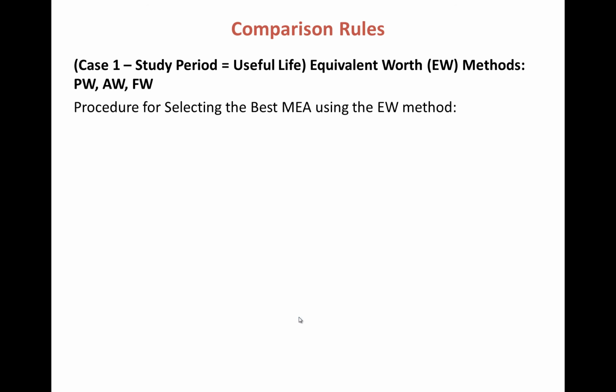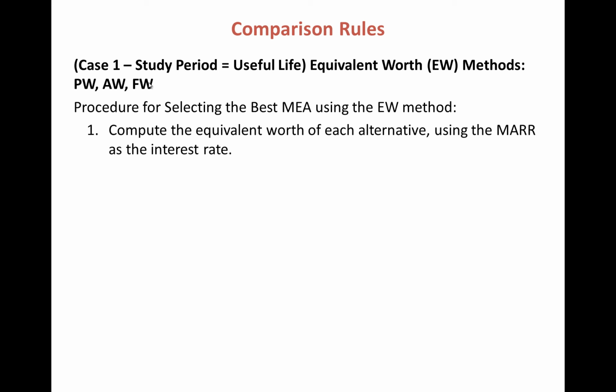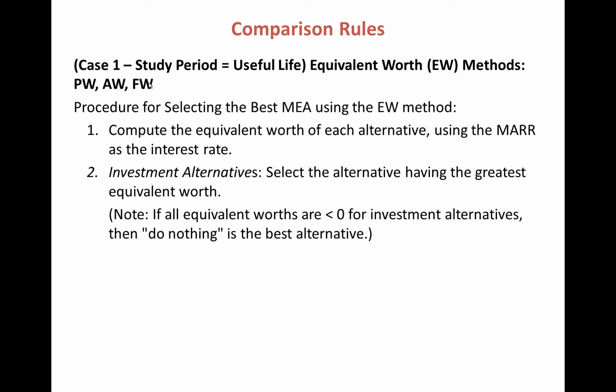So in case one, where we were saying the study period equaled the useful life, the way that we can select the alternative that's best is simply to use the equivalent worth methods. And by equivalent worth, of course, what I mean is the present worth, annual worth, or future worth. And the procedure is that you find the equivalent worth of each alternative discounted or compounded using the MARR as the interest rate. So that is, you take the whole cash flow diagram to the present, to the future, or spread out over an annual series using the MARR, and whichever alternative has the greatest equivalent worth is the one that should be selected. And that's if we are dealing with an investment alternative.